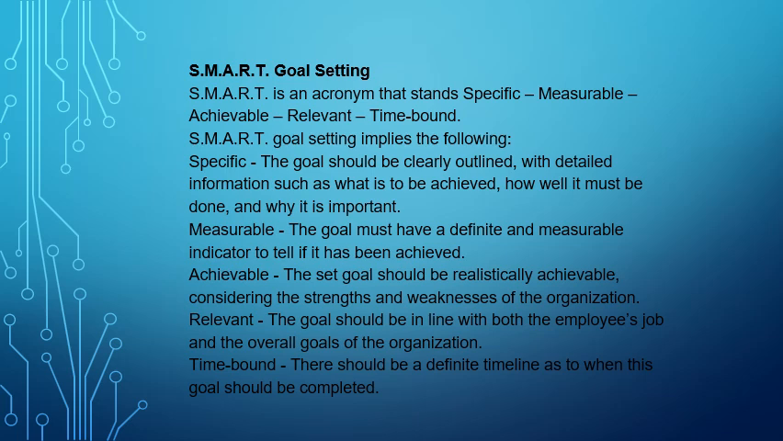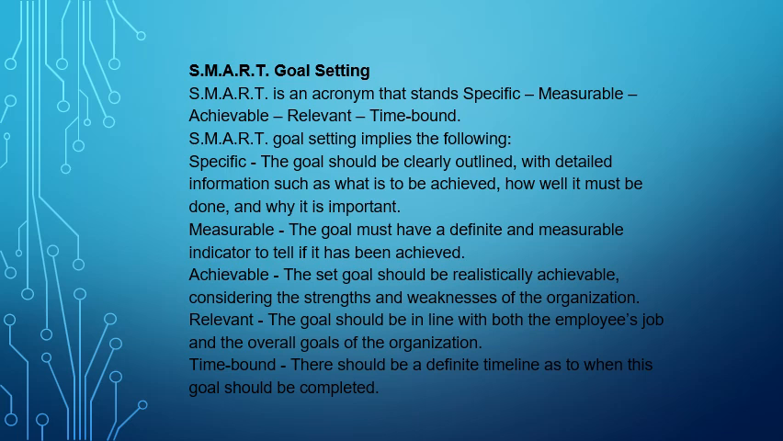M stands for measurable. The goal must have a definite and measurable indicator to tell if it has been achieved. Achievable. The set goal should be realistically achievable considering the strengths and weaknesses of the organization. Relevant. The goal should be in line with both the employee's job and the overall goals of the organization. Time bound. There should be a definite timeline as to when this goal should be completed.